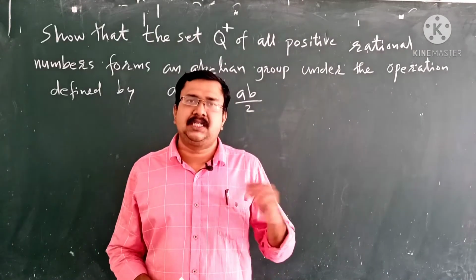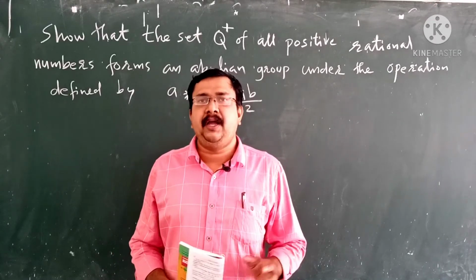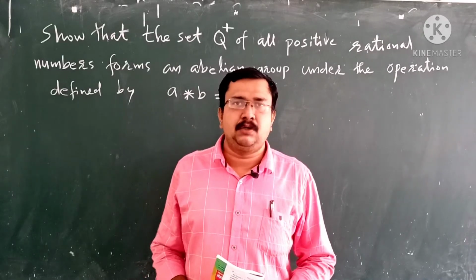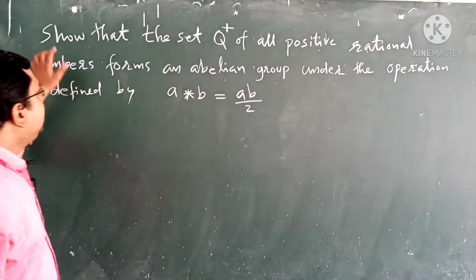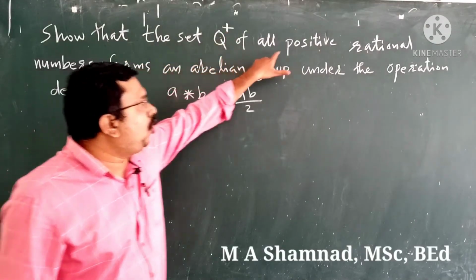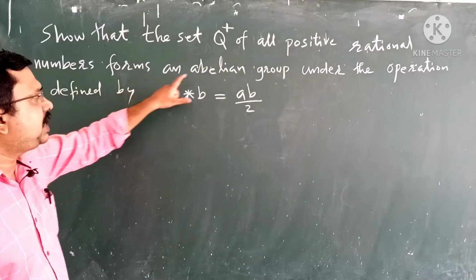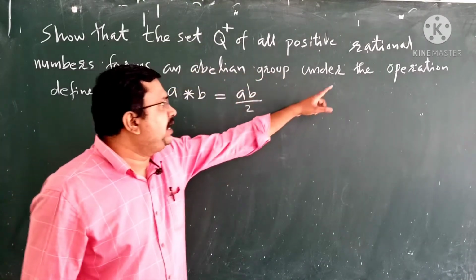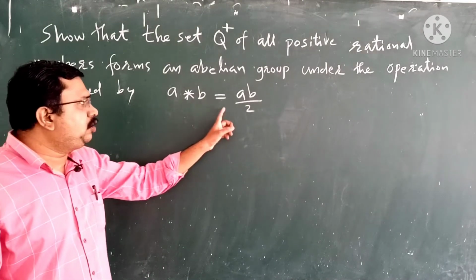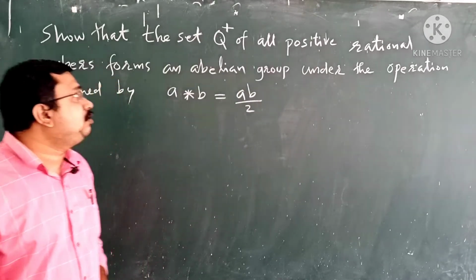In this class we are discussing groups and their properties. Today I am going to solve a problem based on groups. My question is, show that this set Q plus of all positive rational numbers forms an abelian group under the operation defined by a star b equal to a into b by 2. That is my question.